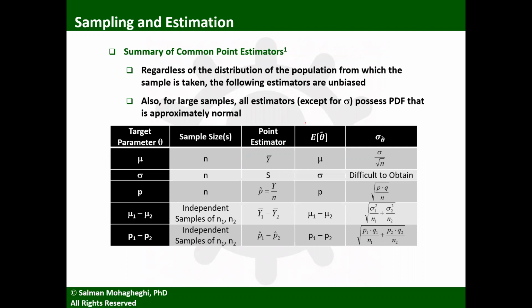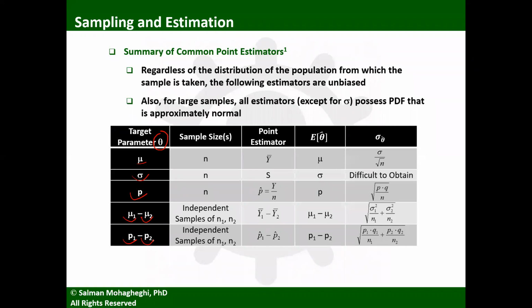The column to the left has the parameters of the population, theta, which I'm interested in knowing. For example, what is the mean of a population, the standard deviation or variance of a population, proportion of success of a population, the difference between mean of population one and population two. For example, what is the difference between the average heights of men in the US and in Canada? Or proportion of success in one population versus the other population. What is the difference between percentage of voters in Colorado who vote for a particular candidate versus in Utah who vote for a particular candidate?